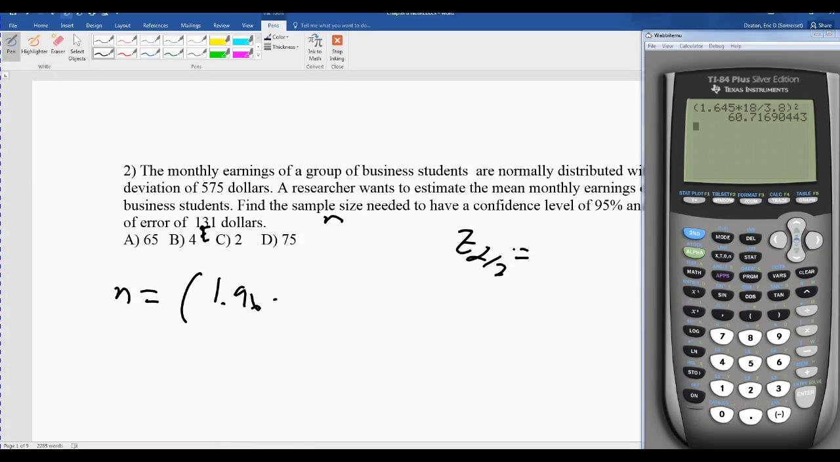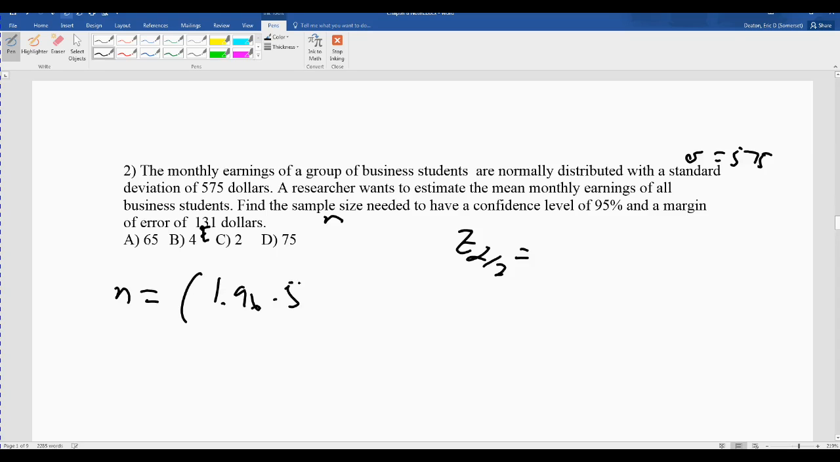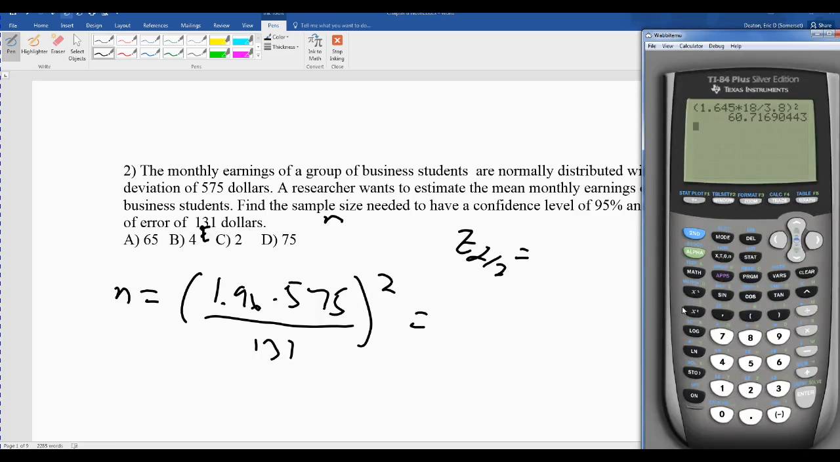So I'm going to use 1.96 times my sigma, which is 575, divided by E, which is 131, squared. 1.96 times 575 divided by 131 squared. I always round up. We get 75.